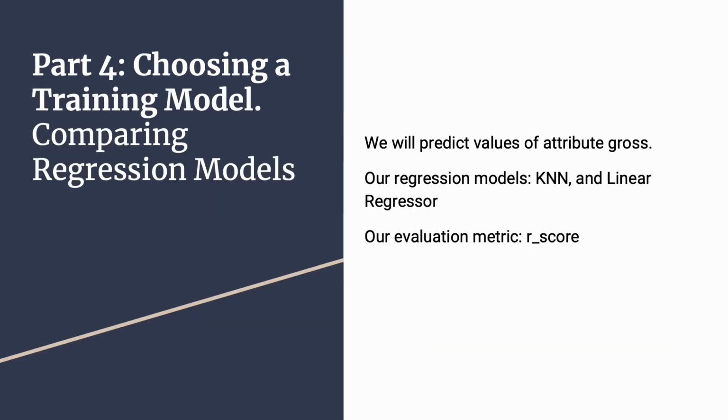Right, so then we went ahead and decided to use supervised learning to remove the values for gross. Before we did that, we wanted to see which model would work best, so we decided to use KNN and linear regressor. The reason we're using regression and not classification is because the gross attribute has continuous values as opposed to discrete values like yes and no. And our evaluation metric was R score.